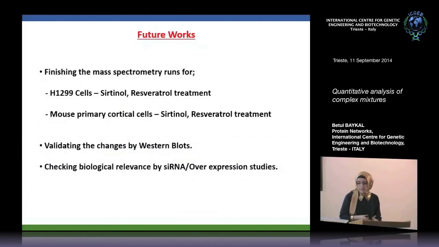So the future work will be finishing the mass spectrometry runs, and I will have to have the repeats in mouse models and also in H1299 cells. Then I'll be validating the changes by Western blot. Then we'll go for checking the biological relevance with siRNA or overexpression experiments.